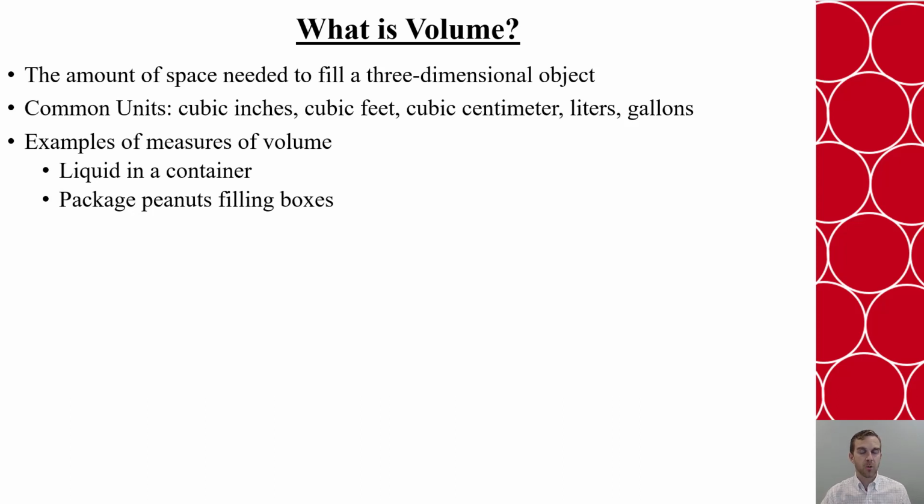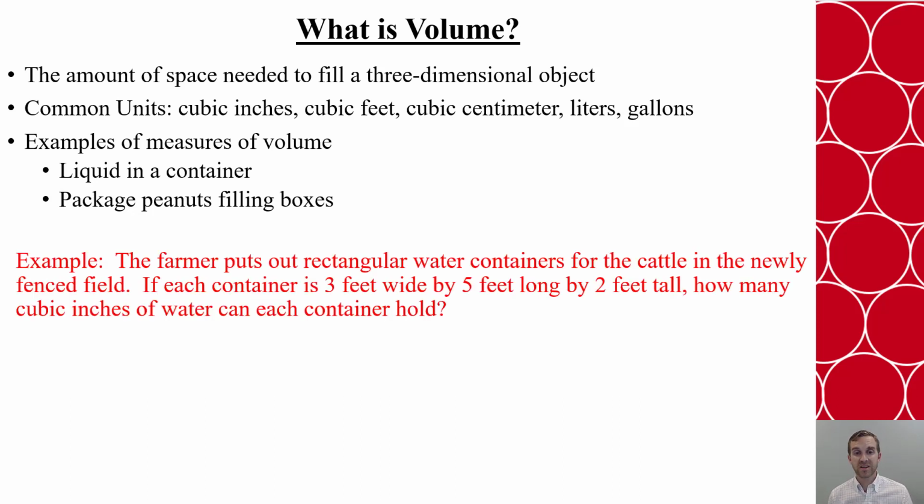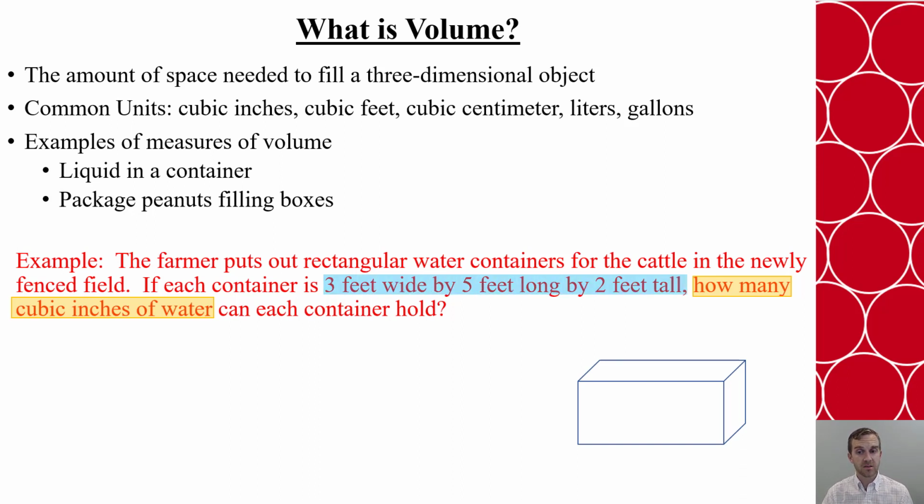Let's go back to our farmer one more time, who wants to build rectangular water containers for their cattle in the newly fenced field. Now, if each container is 3 feet wide by 5 feet long by 2 feet tall, how many cubic inches of water can the container hold? Here we see the words cubic inches of water. As soon as we see that, we know we're dealing with a volume measurement. So we're dealing with a rectangular container, so it's a rectangular prism. We need the length, the width, and the height, which are provided to us. And we label them on our rectangular prism.